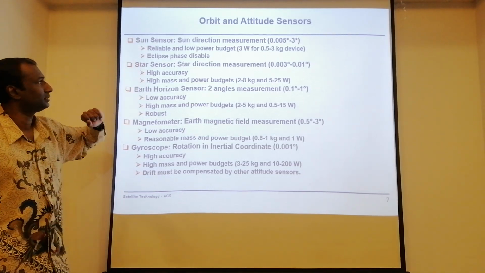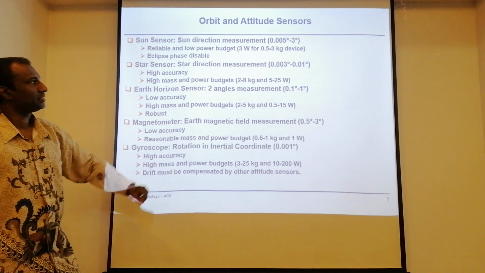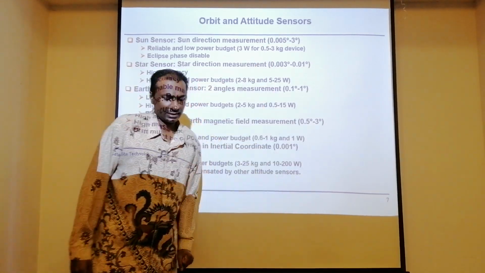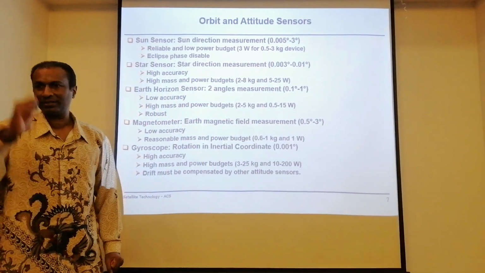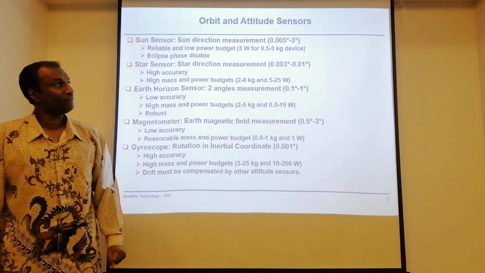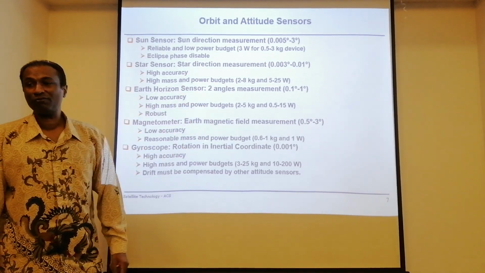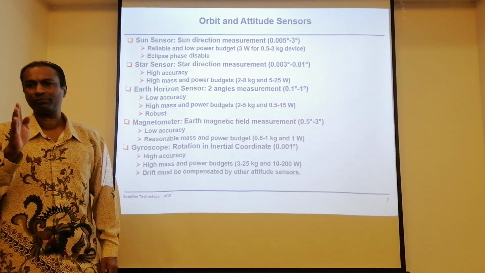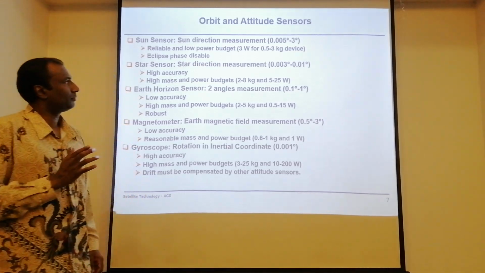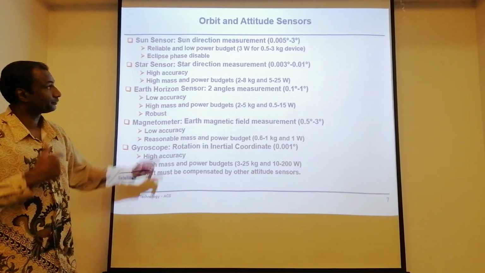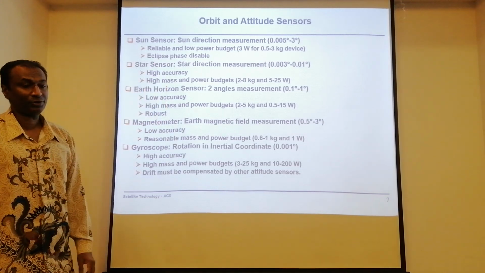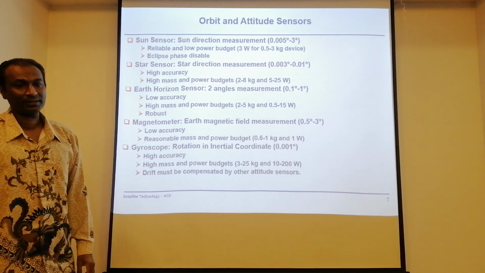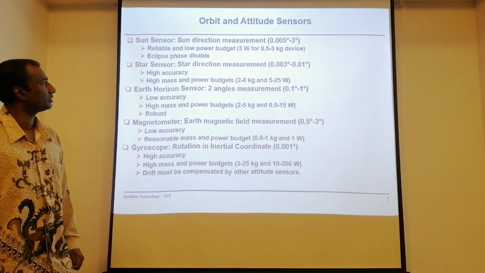For example, the sun sensor is going to measure the direction. Here I'm just going to give you the accuracy. That means how accurate the sun sensor is going to be. It can give you up to 0.005 degrees. That's very, very fine pointing. Okay. Now, nothing is free. When the pointing goes higher, the cost of the equipment is going to go higher as well.